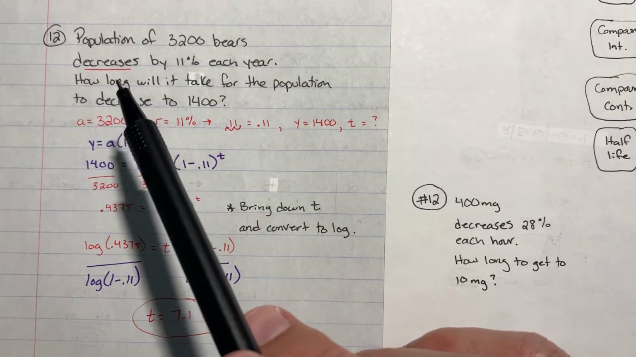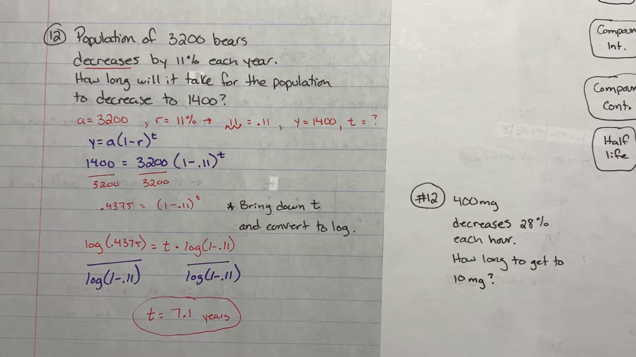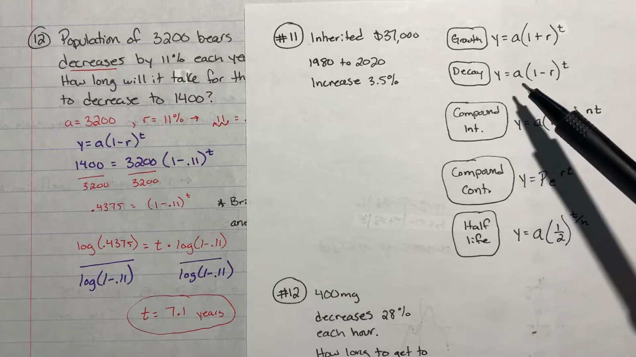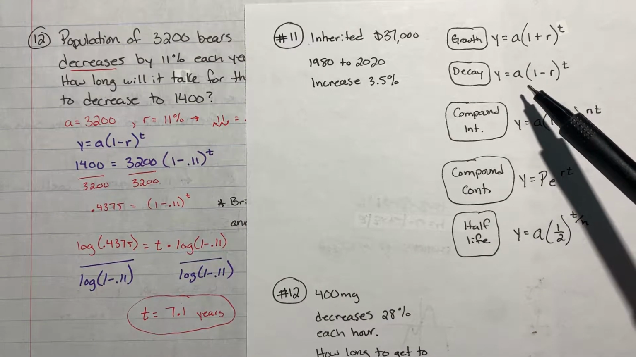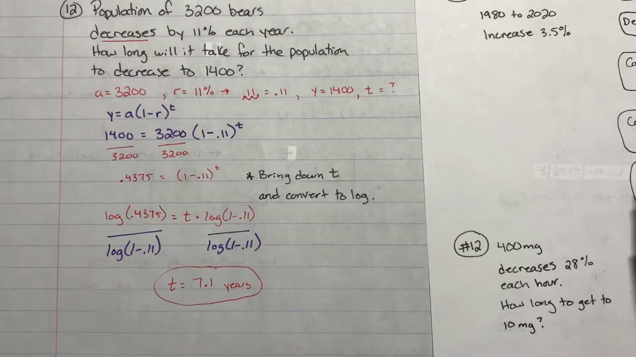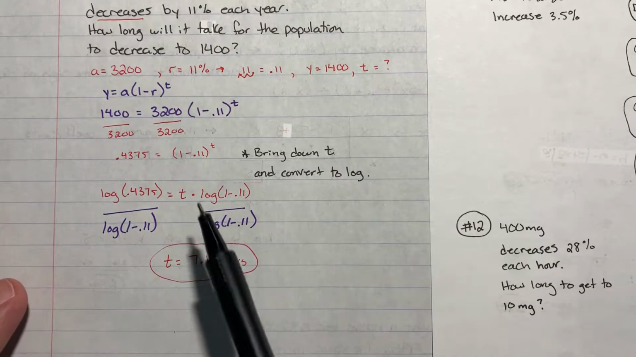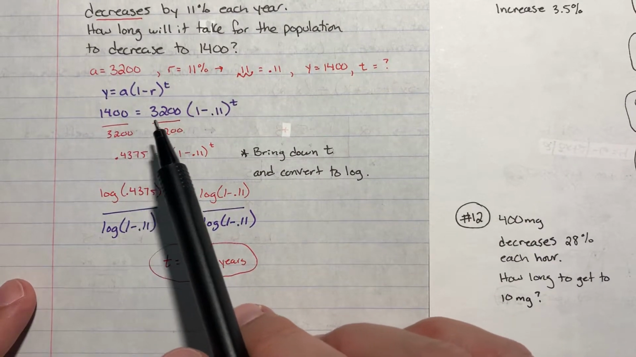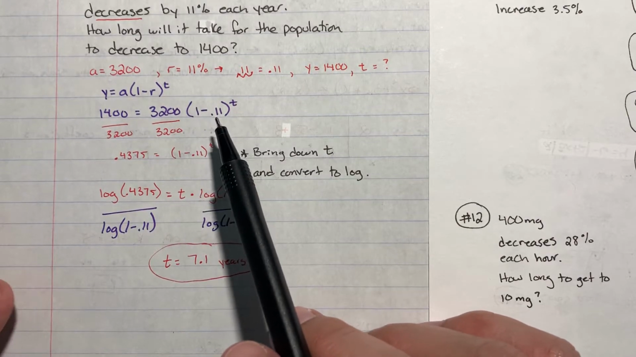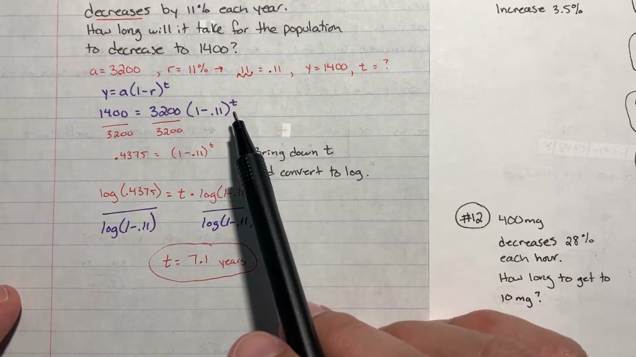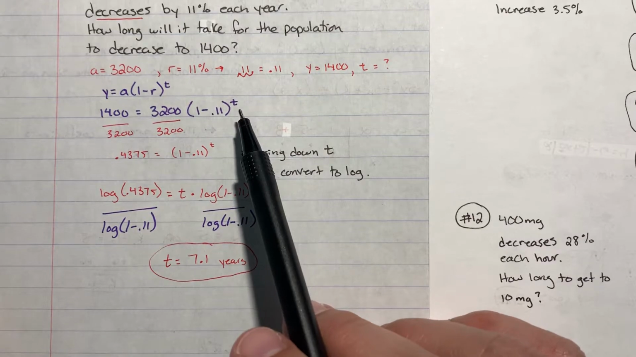So it's a decreasing problem. We don't see anything about compounded or half-life, and so that's why we know that this is the correct equation. All right, now we plug everything in, the 1,400, 3,200, 1 minus the rate, 0.11, raised to the T. Now we're trying to solve for T.